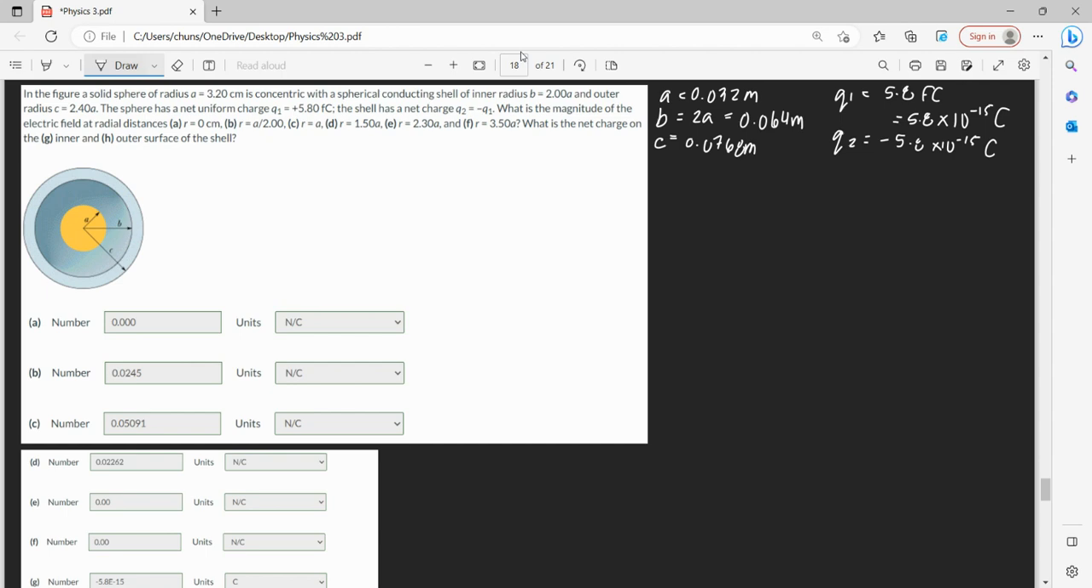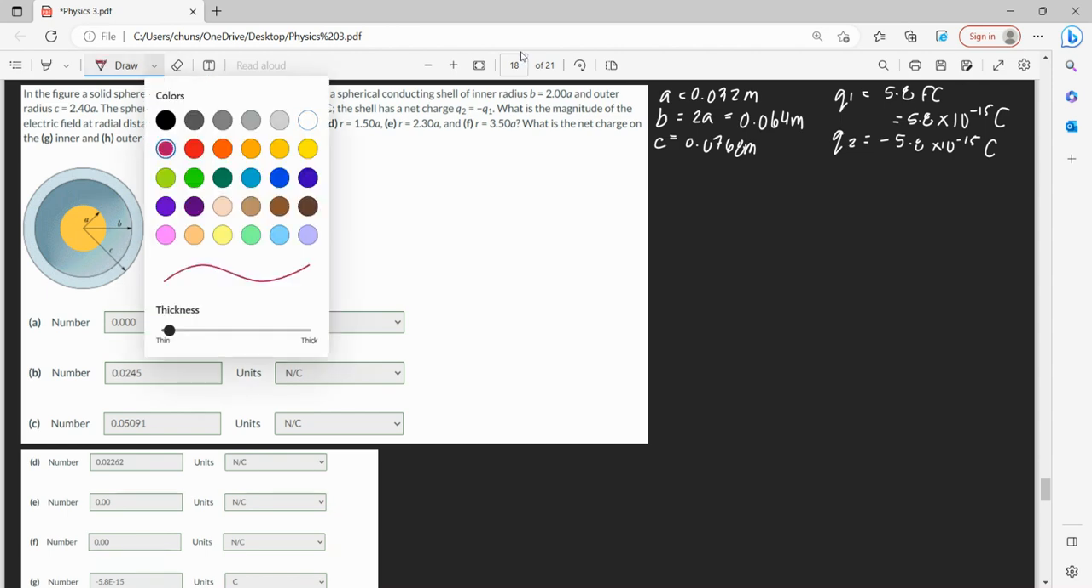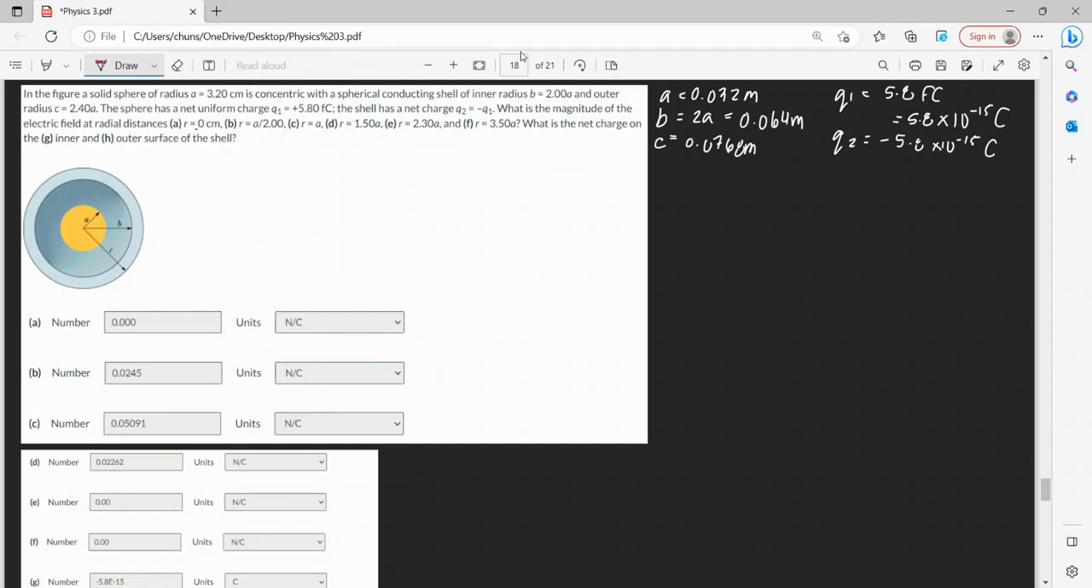Now A is nice and simple to answer. So what is our electric field at 0 centimeters? So that's right at the center. Something to note about conducting bodies, we talked about this earlier. If they carry a charge at equilibrium, all of that charge distributes evenly onto the surface. So if you were to take the electric field at the center of a conducting body, it would be 0. So A is 0 newtons per coulomb.